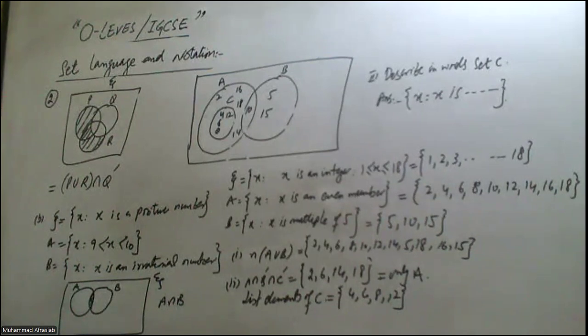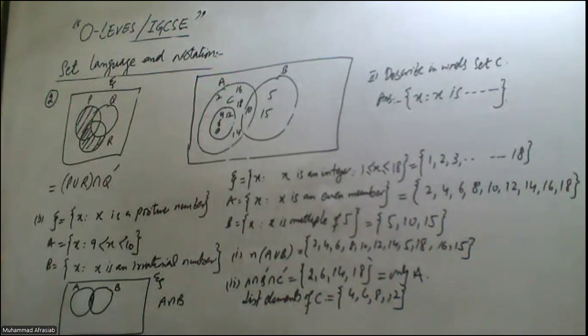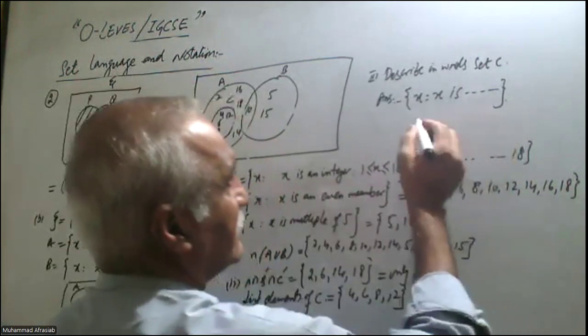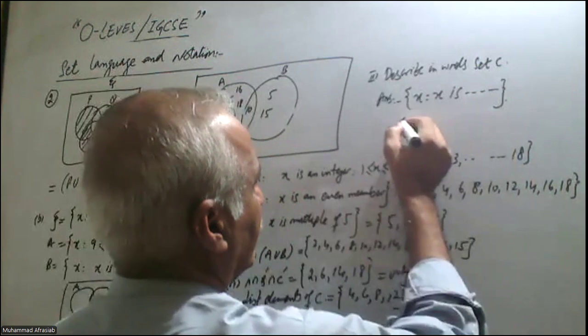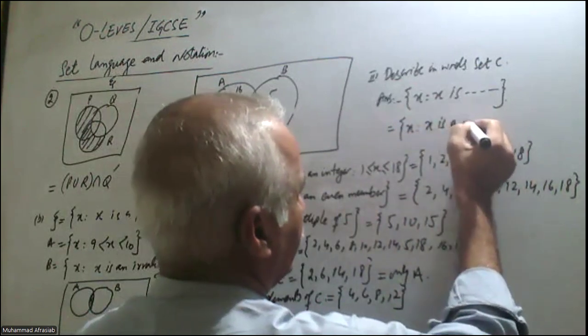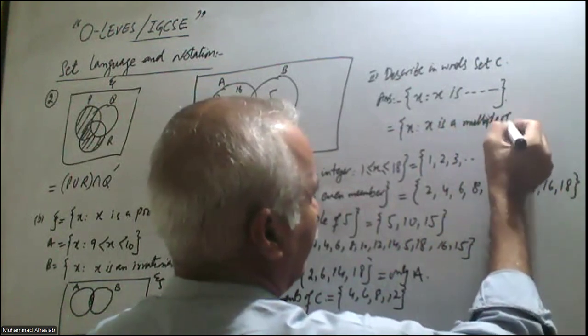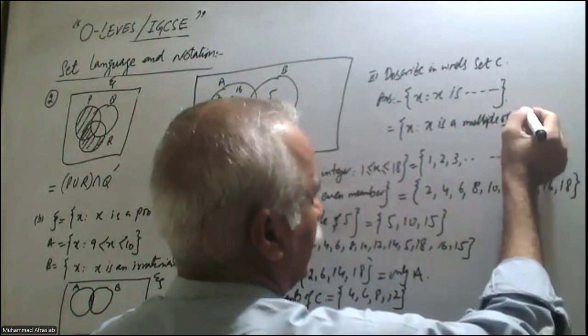Describe in words set C. So it is 4, 6, 8, and 12, which are multiples of 4. So we can write this as the set X such that X is a multiple of 4.